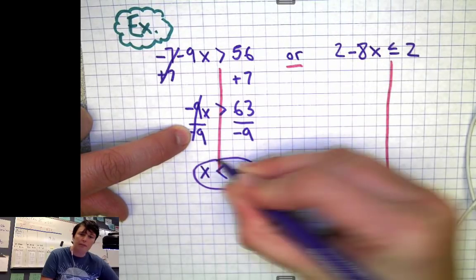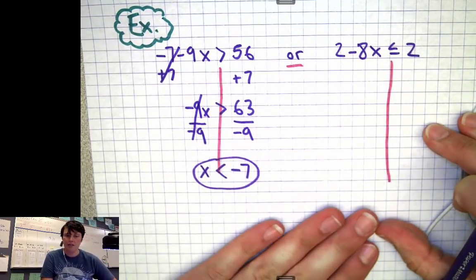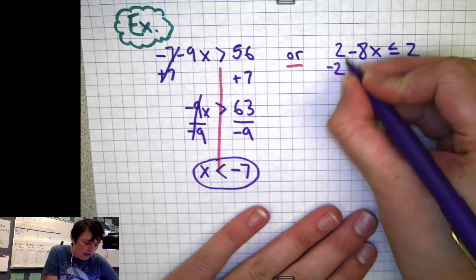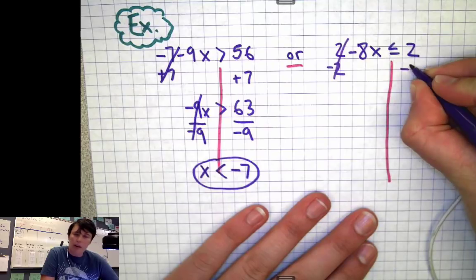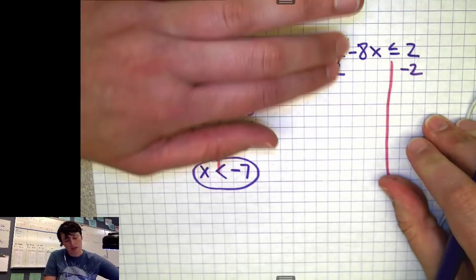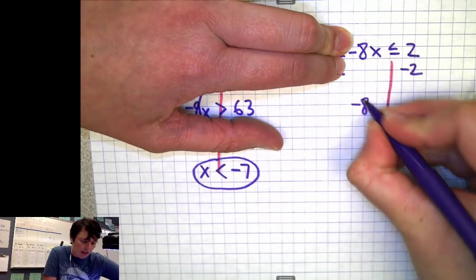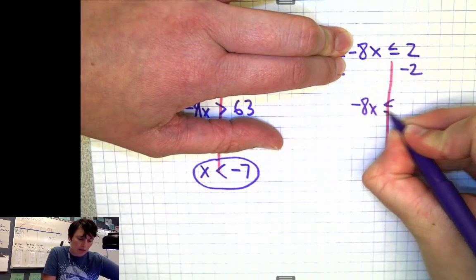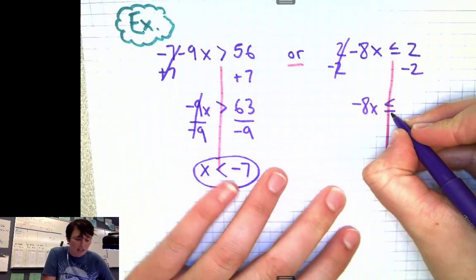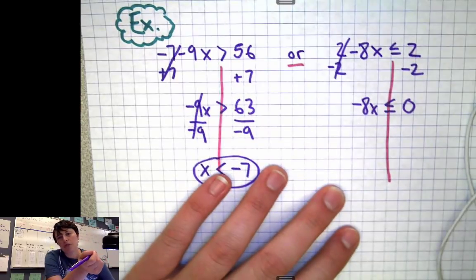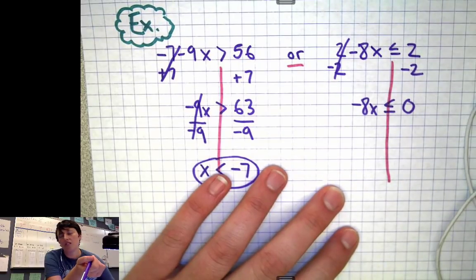There's our solution. Cool, let's do the other side. Same kind of strategy. We are gonna take the 2 away on this side. Take the 2 away. Oh, here's something interesting. We're gonna take the 2 away and we're gonna get just a -8x. -8x is less than or equal to 2 take away 2, I guess we're going to end up with a 0. And a lot of people on tests will start saying, well, this looks like a no solution.